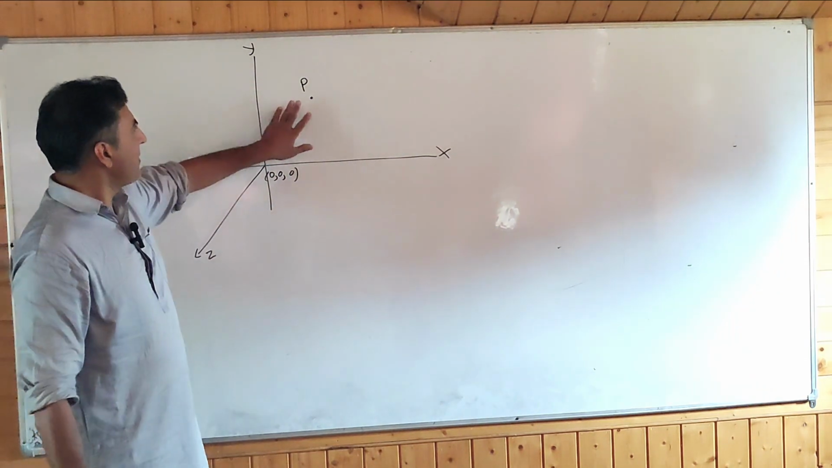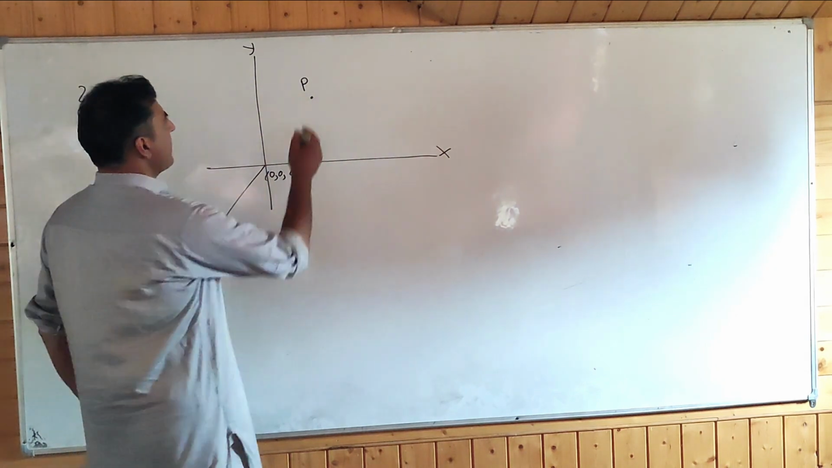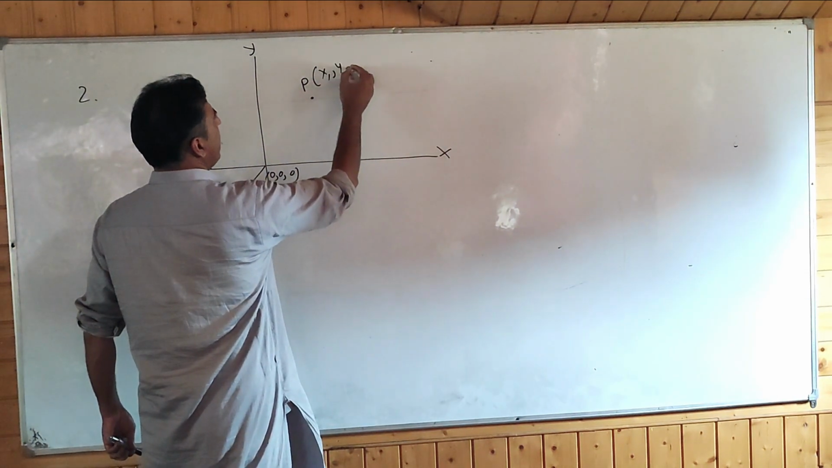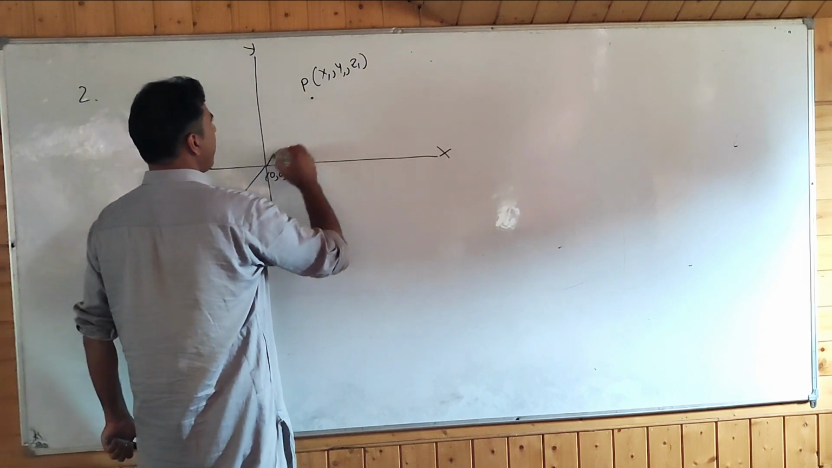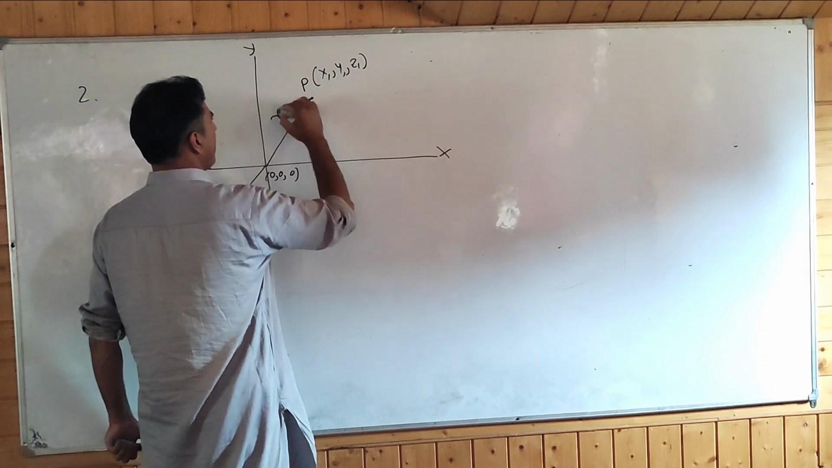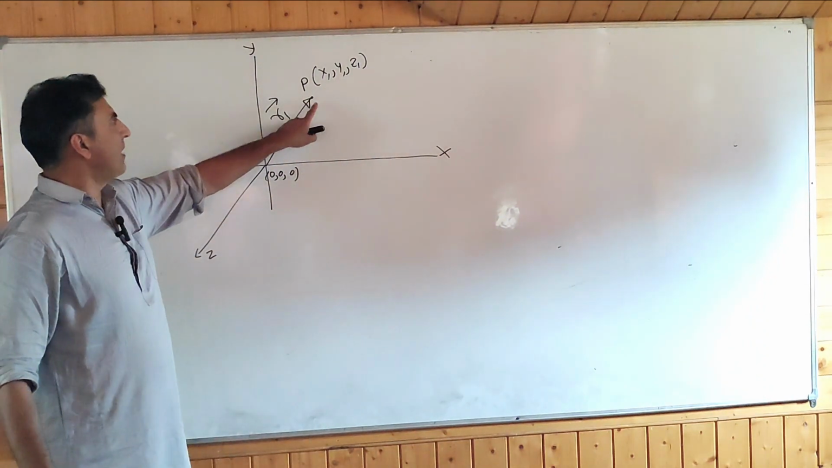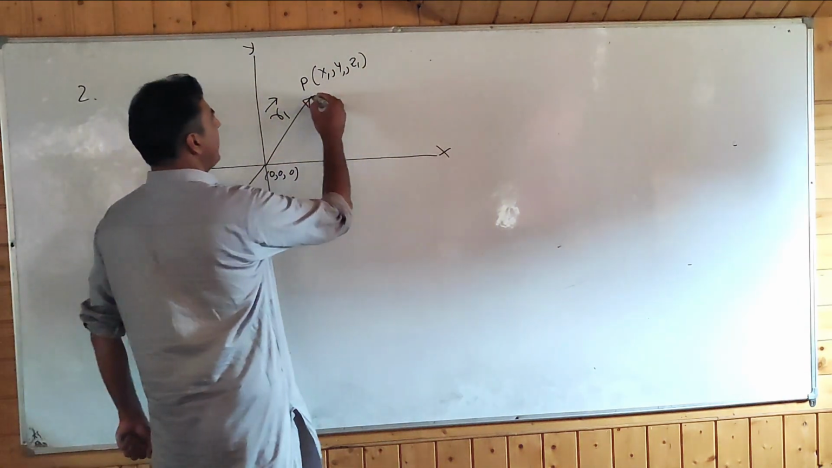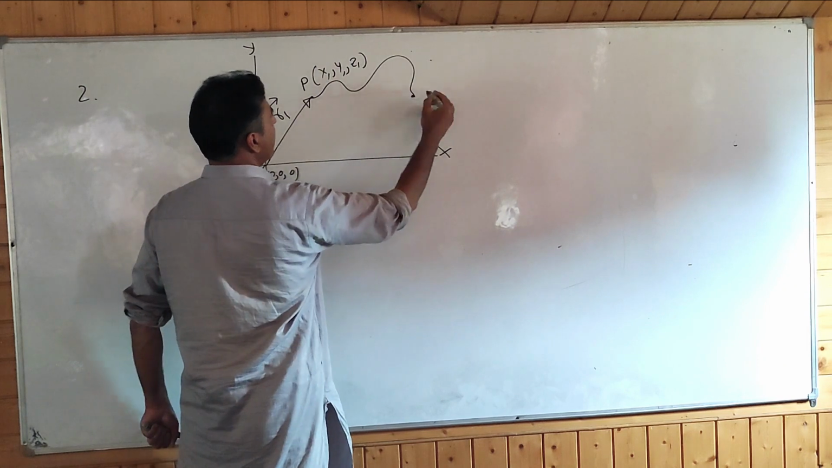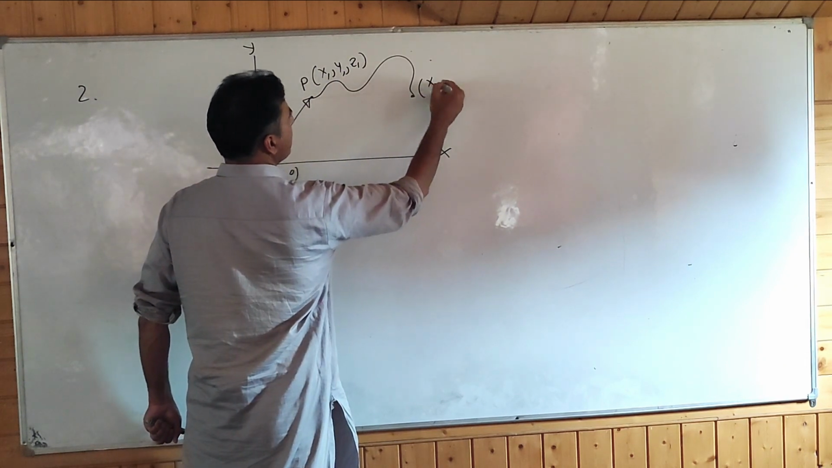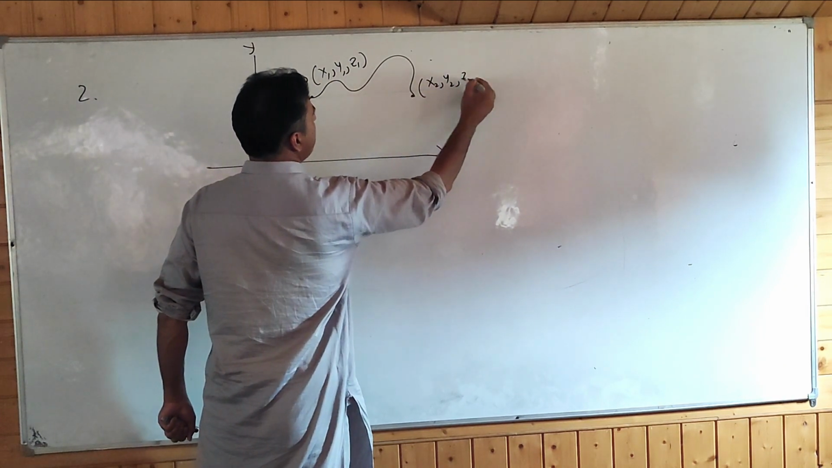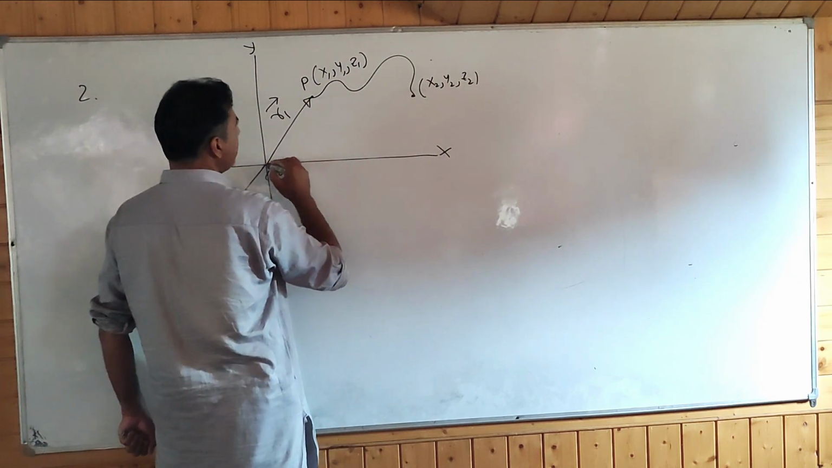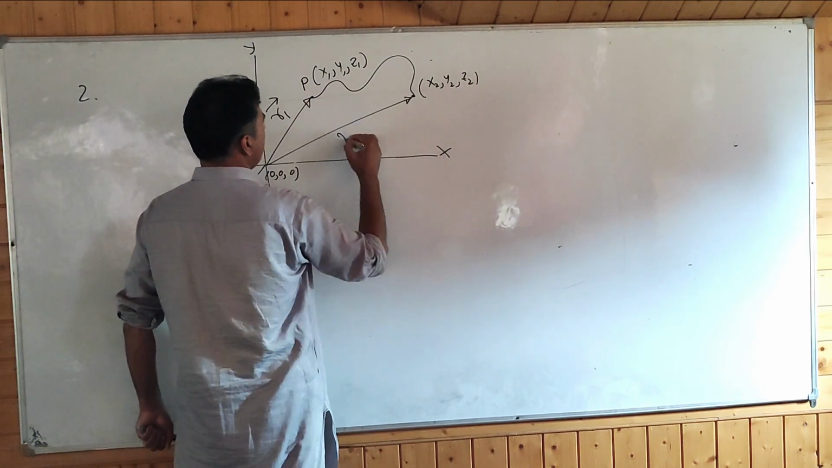It's a particle P here. Let its coordinates be x1, y1, and z1. And let its radius vector with respect to origin be r1. So you have located the position of the particle. And now, suppose the particle moves in any arbitrary way and reaches here. And now its coordinates are x2, y2, and z2. And now its radius vector is r2, the new radius vector.